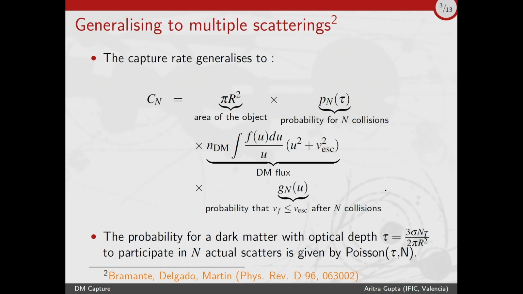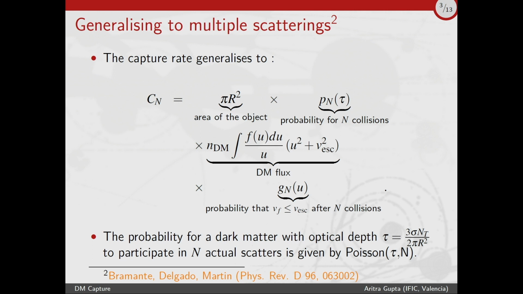So this is multiple scatterings. This was first done very systematically by Joe Bramante and his colleagues. This is the capture rate at the nth collision. It depends on the size of the object, the probability that there will be n collisions in the first place, the dark matter flux, of course, and the probability that after n collisions, the final velocity is less than the escape velocity of the celestial object.